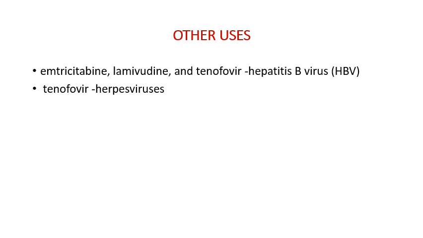The other NRTIs, emtricitabine, lamivudine and tenofovir, are comparatively safer because they have less affinity for mitochondrial DNA polymerase, so they don't have very frequent side effects from inhibition of the mitochondrial enzyme. These three drugs are also used in hepatitis B virus infection. And tenofovir, in addition, is used against herpes virus infection as well.